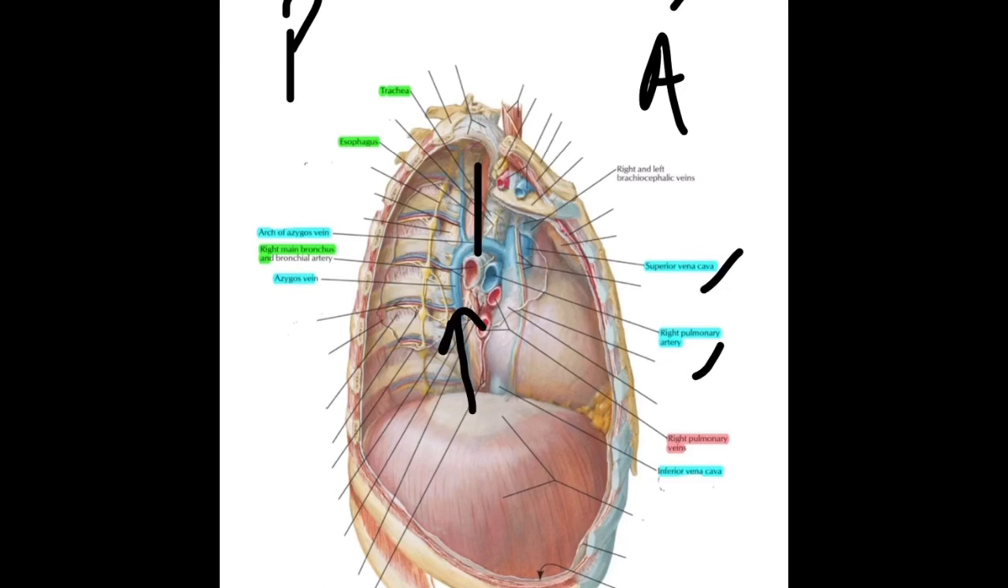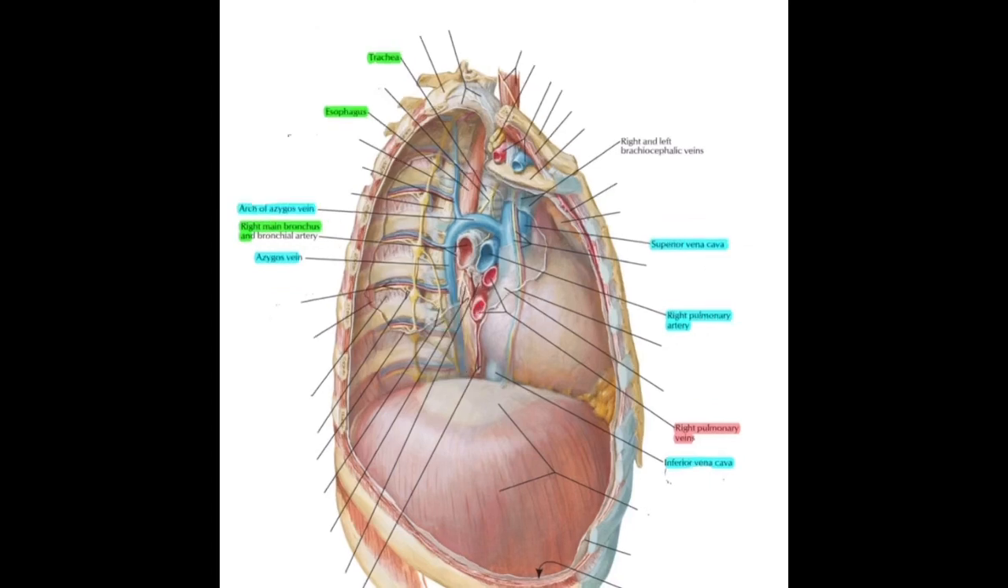Then apart from this, the other things which we can see in the slide are the trachea, and behind that, the muscular thing that you can see is the esophagus. You can also see the right pulmonary veins. Basically we have two pairs of pulmonary veins, one pair on the right side and one on the left, draining into the left atrium. So these two are the pulmonary veins that are present over here.